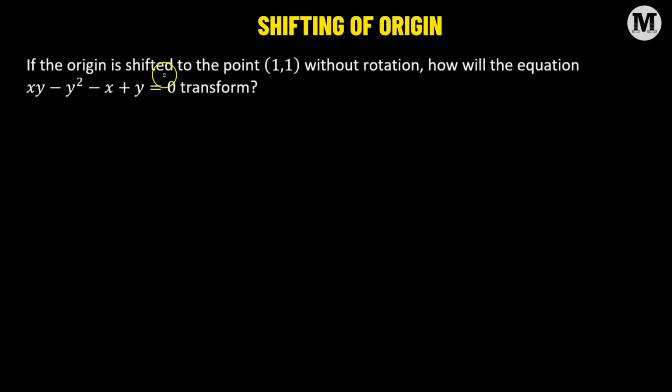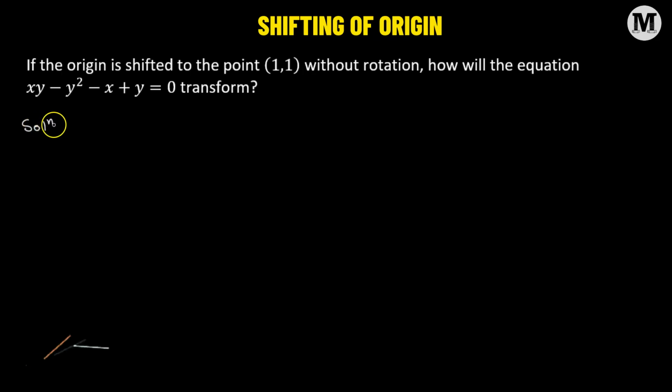The origin has been shifted to the point (1, 1), and there has been no rotation involved. So we'll need to find out how this equation, xy minus y squared minus x plus y equals 0, transforms.